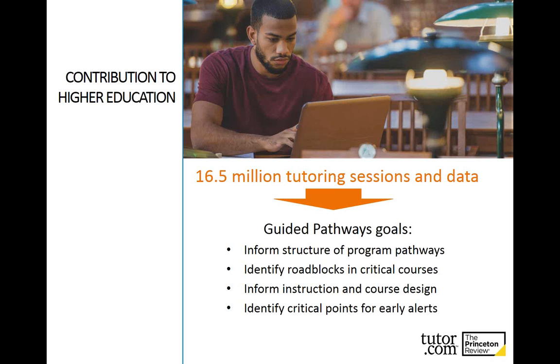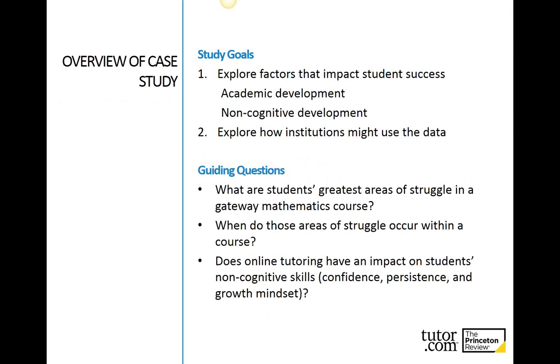How could we help inform instruction or possibly course design? We also wanted to know how could we help identify any critical points for where students need early alerts that a student may be at risk. And so that's kind of what led to us partnering with Ivy Tech Community College to conduct a case study where we really wanted just to explore the factors that are impacting student success. So we wanted to look at both the academic aspects of learning, but also those non-cognitive elements of learning. And then we wanted to explore how institutions might use that data.